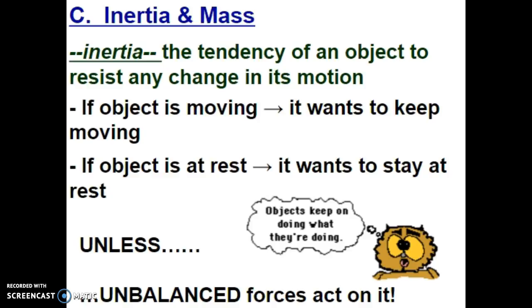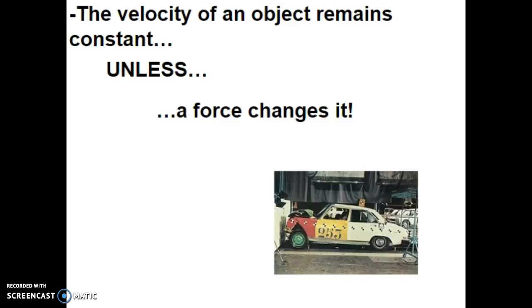Likewise, if you're in that car, if the car is in park and then the driver throws it into drive and punches on the gas, your body falls backward. And that is because your body was at rest and it wanted to stay that way. So unless an unbalanced force acts on an object, objects will keep doing what they're doing. If an object is moving, the velocity of that object remains constant, again, unless a force changes it.